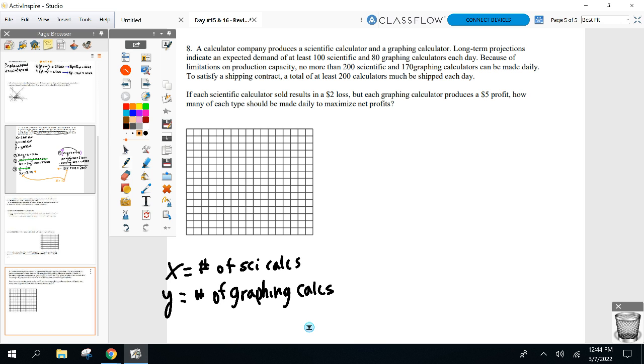What do I figure out next? Z, your profit. It'll be a money problem tomorrow too. This one's slightly different. Let's see if you can figure out why. I lose $2 for every scientific calculator. So how do you write that? Negative 2x. For every scientific, I lose $2, but I gain 5 for every graphing. So negative 2x plus 5y. There's your objective, your z equals.